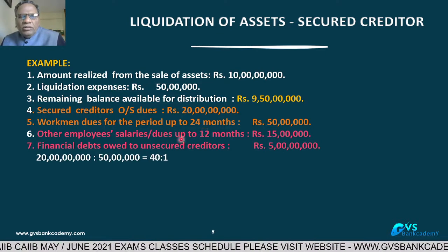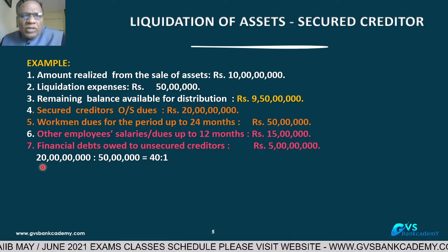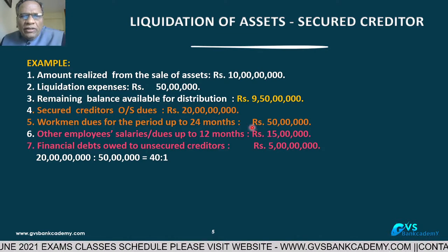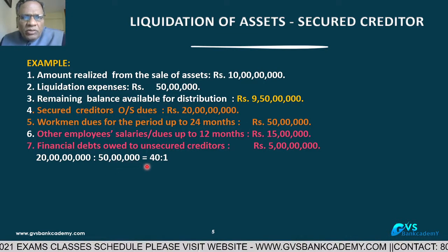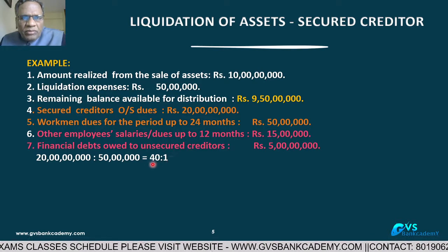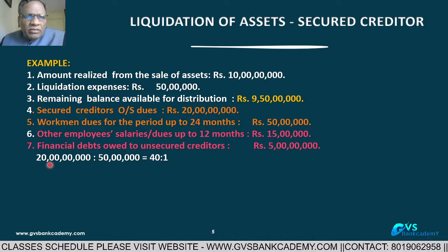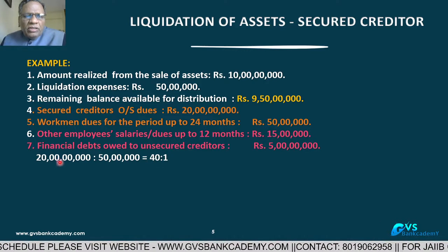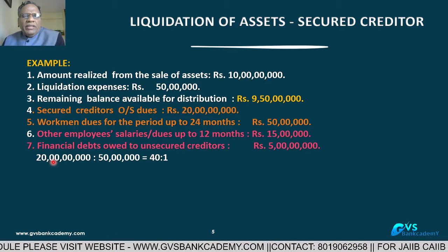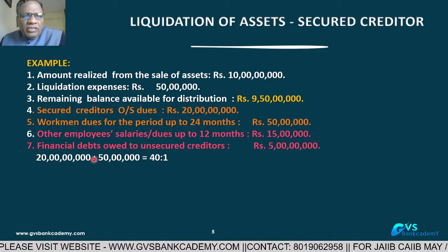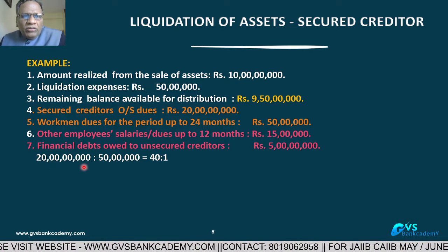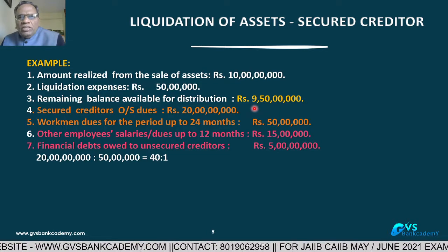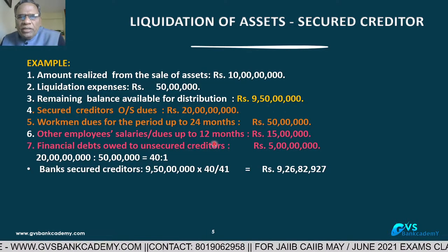Now how are we going to see? We have to prepare the ratio of 20 crores to 50 lakhs. 20 crores is the secured creditors, and worker salary is 50 lakhs. So calculate the ratio: 40:1. Secured creditors are 40 times; workers will get 1 time. They shall rank equally, and this is the ratio calculation. So 20 crores to the secured financial creditor, workers' dues 50 lakhs, that is the ratio 40:1. The 9 crores 50 lakhs is going to be distributed in this ratio.